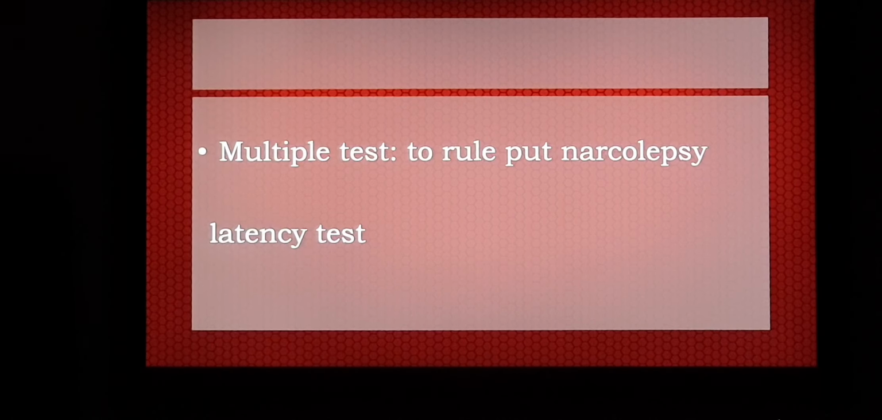And the multiple latency test I have already mentioned, it is mainly for a condition called narcolepsy. So, these are the investigations required for a patient suspected of sleep apnea.